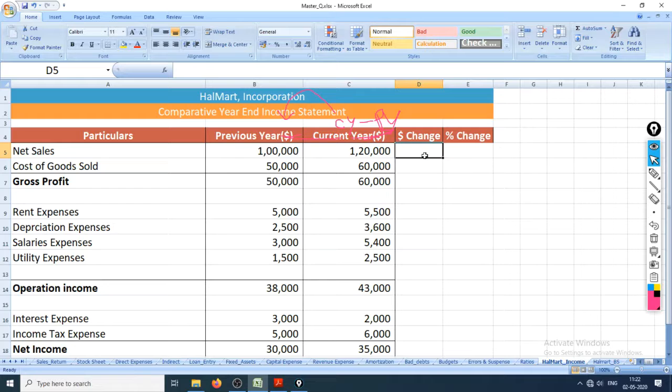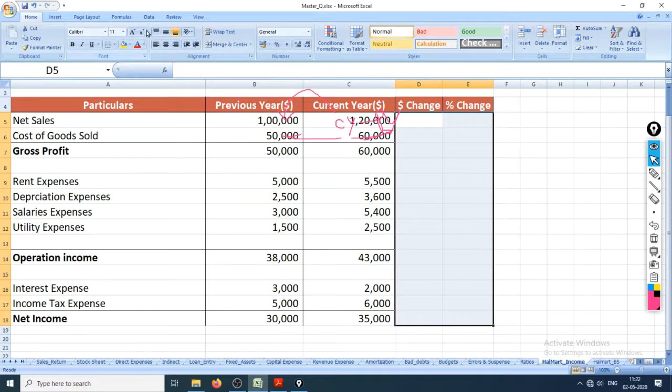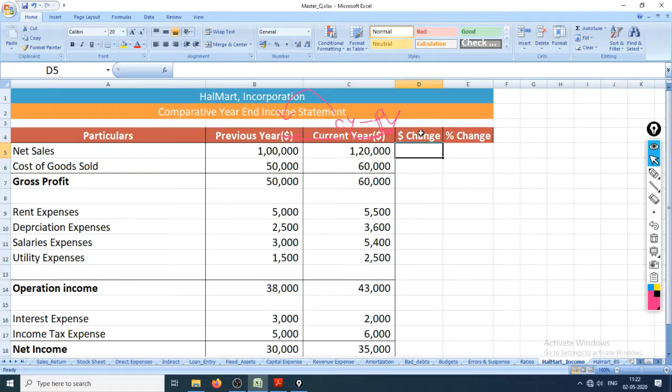This is what an American balance sheet looks like. So the dollar change is equal to, put a formula, this minus this. The formula is equal to 1,20,000 minus 1 lakh. So the change in amount is 20,000.